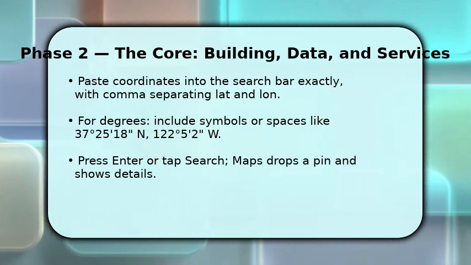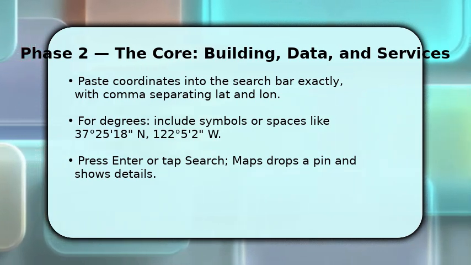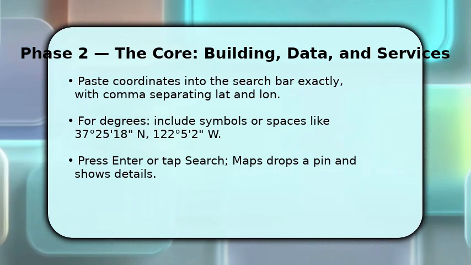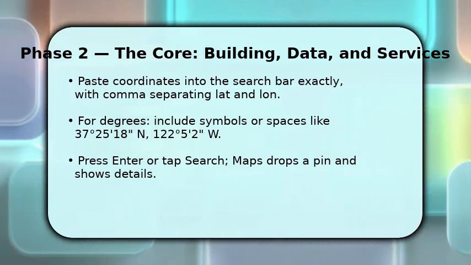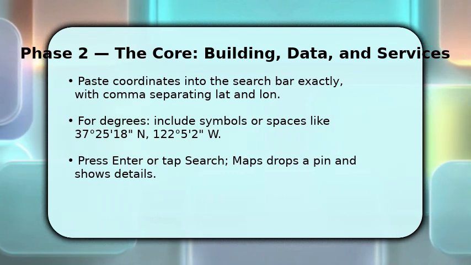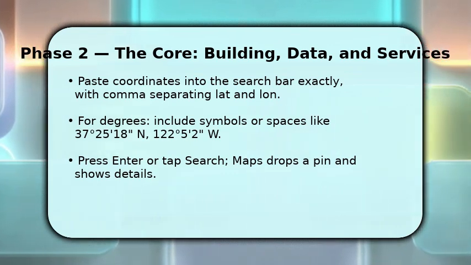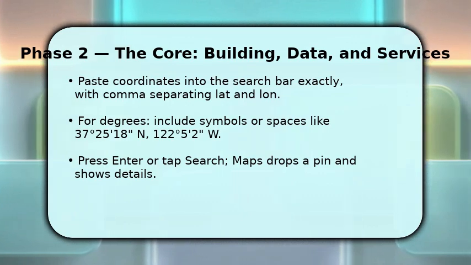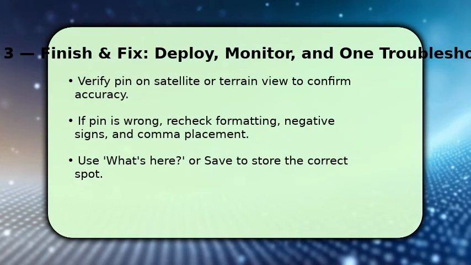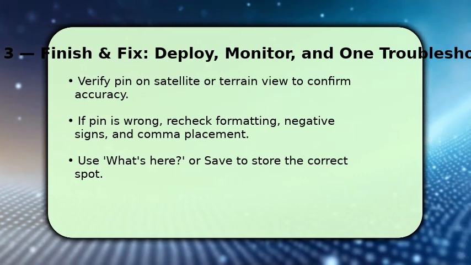Then press Enter or tap Search. Google Maps will drop a pin at that exact point and load place details. Make sure the pin location matches your expectation, because formatting errors shift the point by miles in some cases. Finally, confirm the location by switching to satellite or terrain view so you see landmarks.